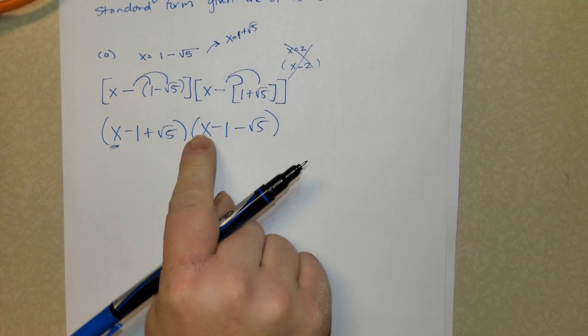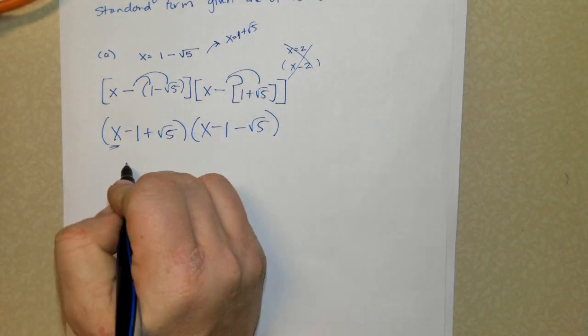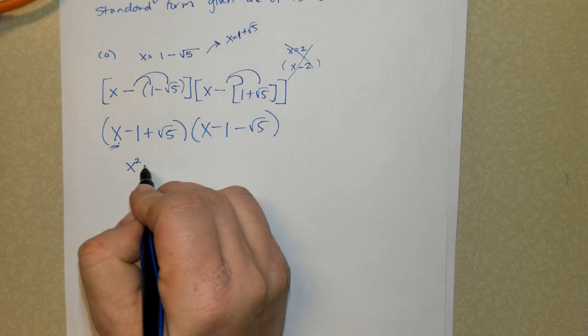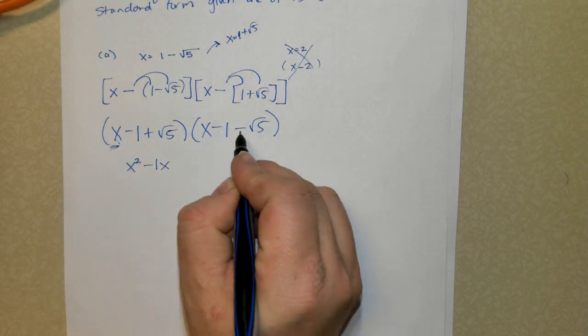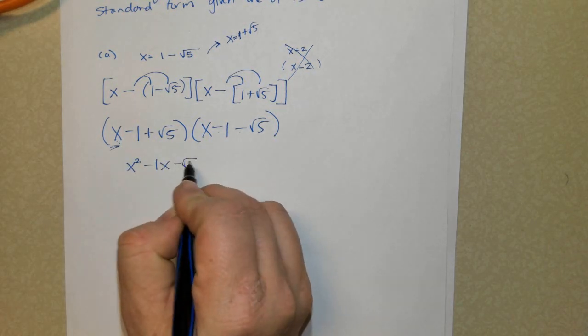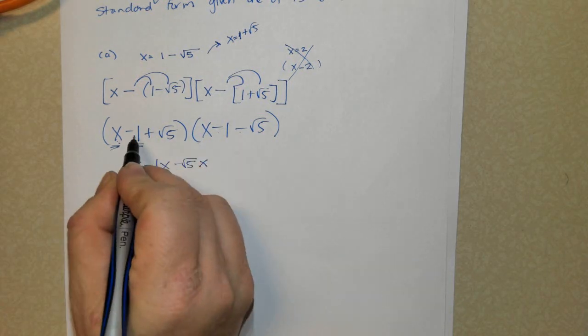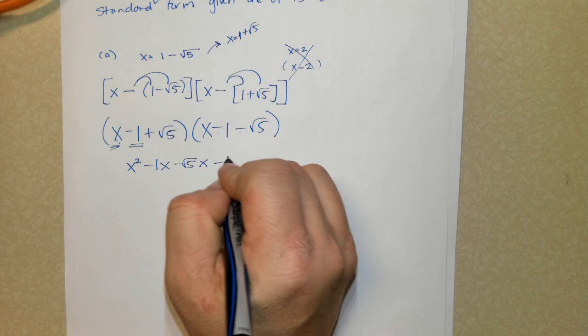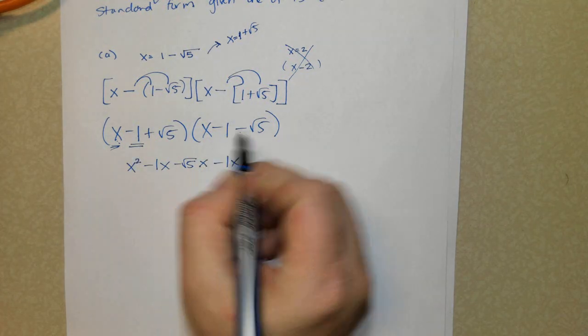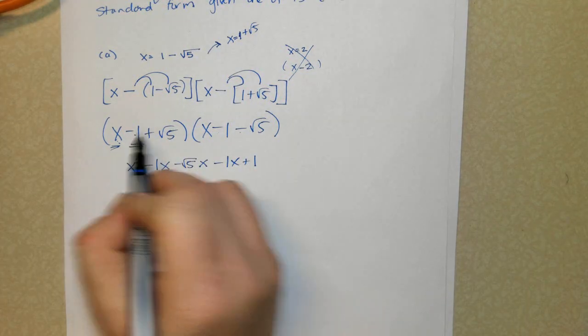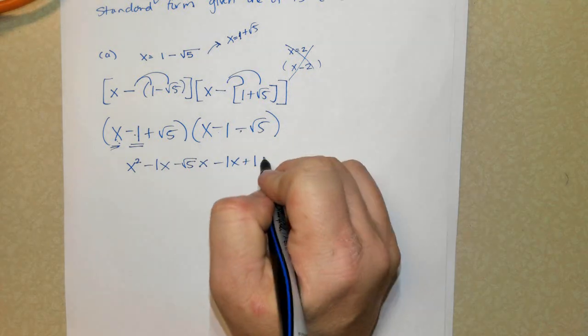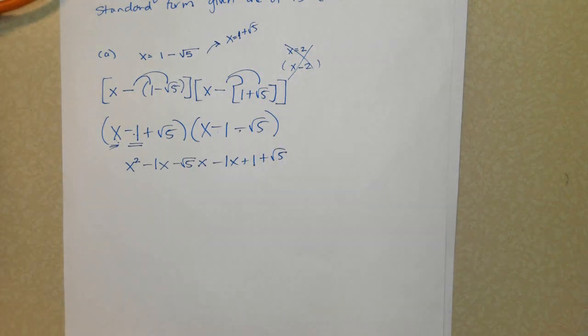Okay, so time to do polynomial operation. I'm going to take this times all 3. X times x is x squared. X times negative 1 is negative 1x. X times negative radical 5 is negative radical 5x. Okay, I'm going to take this times everything. Negative 1 times x is negative 1x. Negative 1 times negative 1 is positive 1. And negative 1 times negative radical 5 is a positive radical 5.